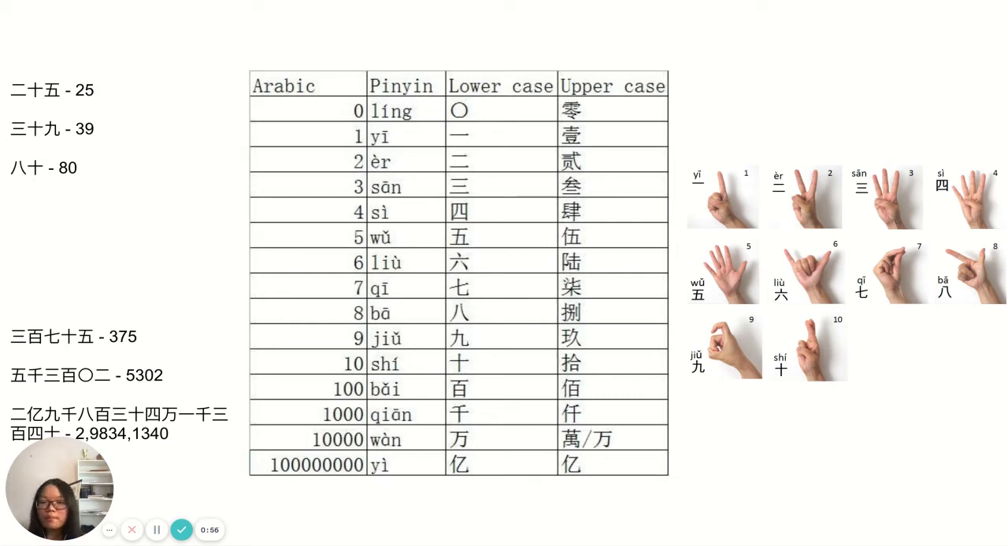So to count from anywhere between 10 and 99, you put the number in the tens digit before a 10 character, and then you say the number in the ones digit. So 25 would be 25, 39 would be 39, and then 80 would be 80. If it ends in a 0, then you don't have to say 0 at the end. It just ends with 10.